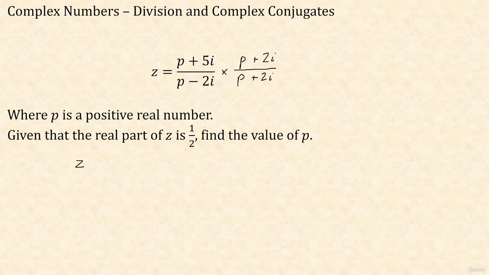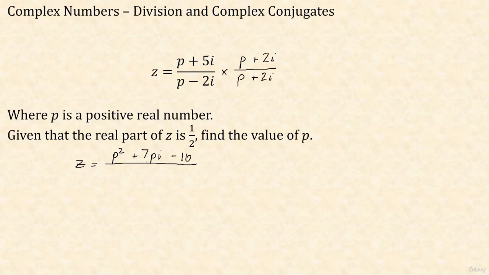We get z equals, well, that numerator is p times p, which is p squared. Then I have p times 2i and 5i times p. So that's 2pi plus 5pi. That's a total of 7pi. And then I've got 5i times 2i. 5 times 2 is 10. i times i is negative 1. So that's minus 10.